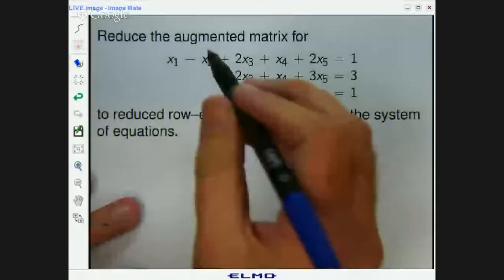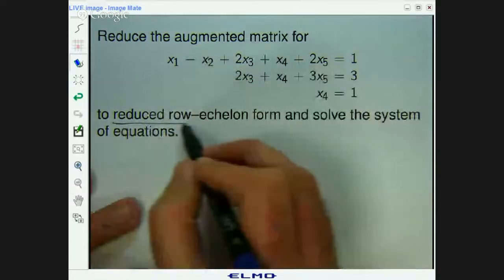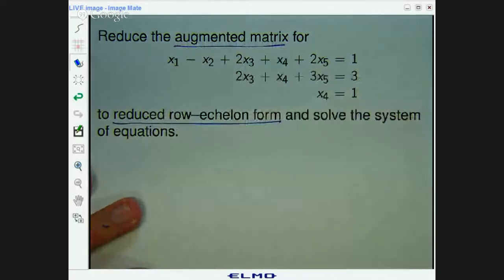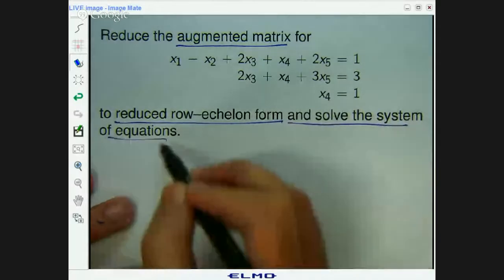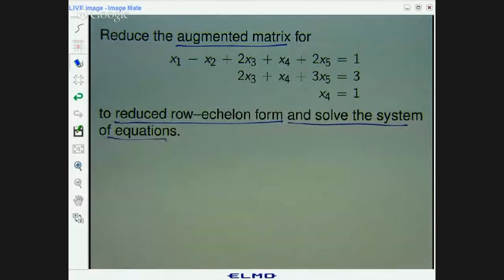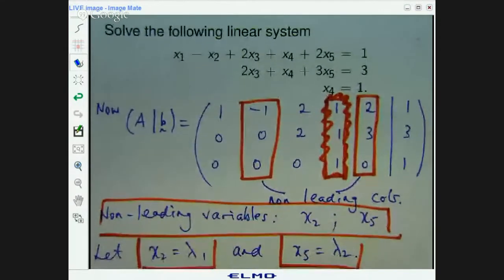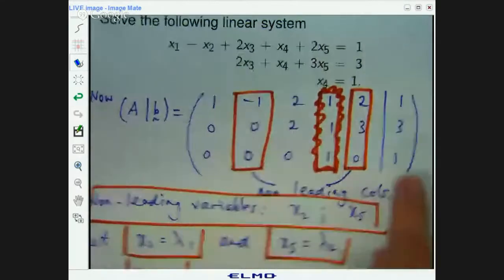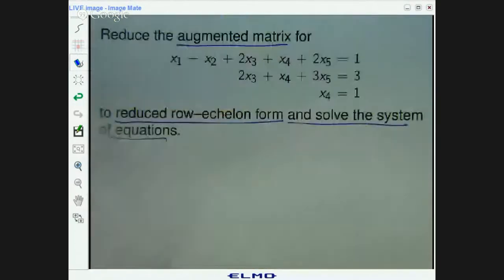Okay, here is an example that we're going to look at. So we've got a linear system of simultaneous equations, and we want to reduce the augmented matrix for this system to a reduced row echelon form and then solve the system of equations. Now, we have already looked at this in a previous video. With this one, all we did was reduce it to a row echelon form. Well, it was actually already in a row echelon form, and we got some solutions for it. Now, let's see how this compares with that solution method.